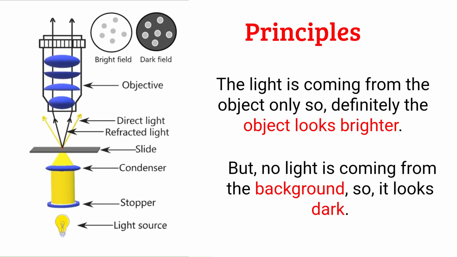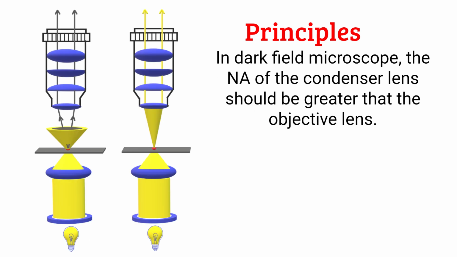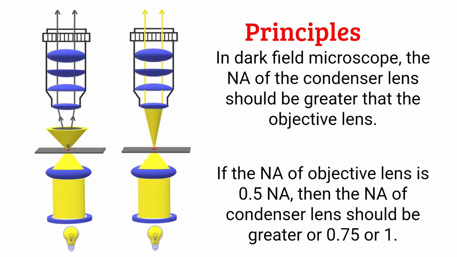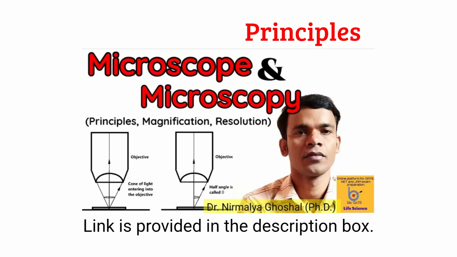Now the question is, what type of objective lens should I use for the darkfield microscope? In darkfield microscopy, the numerical aperture of the condenser lens should be greater than that of the objective lens. For example, if we are using an objective lens with 0.5 NA, then the NA of the condenser lens should be 0.75 or greater, or 1. If you want to know what NA is and how it affects image quality, you can watch this video where I have discussed numerical aperture in detail.